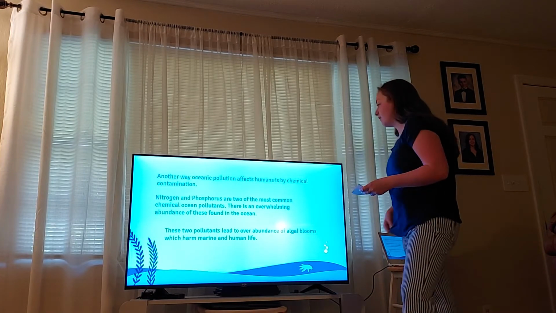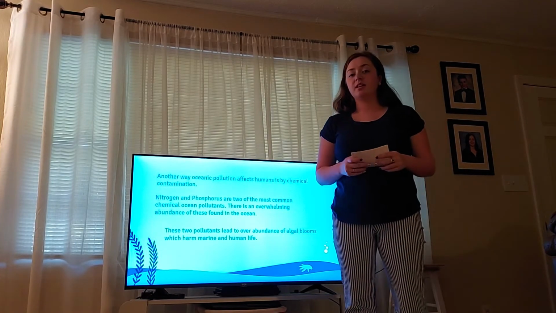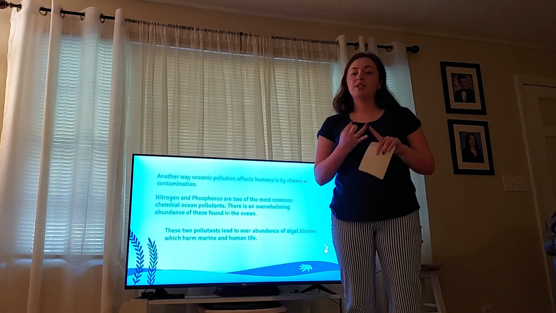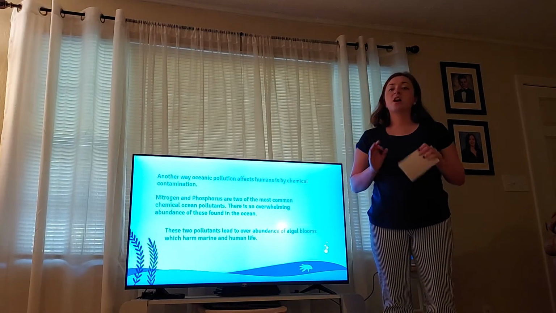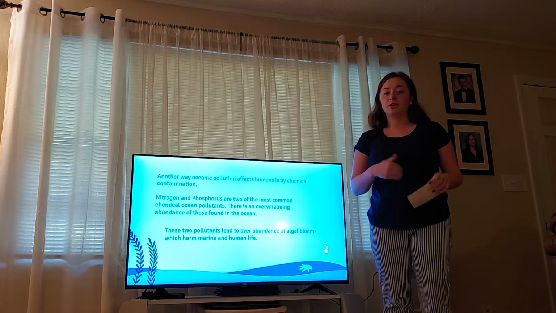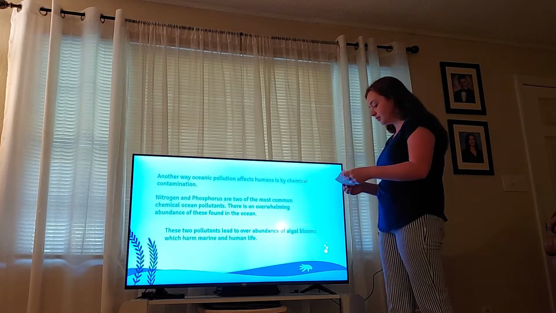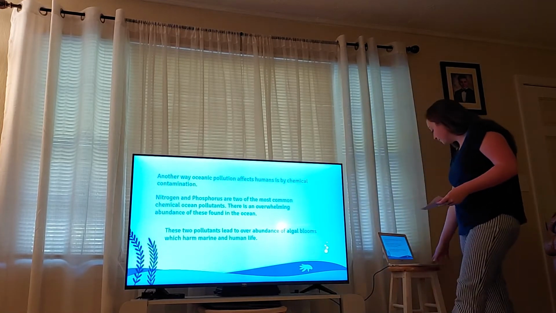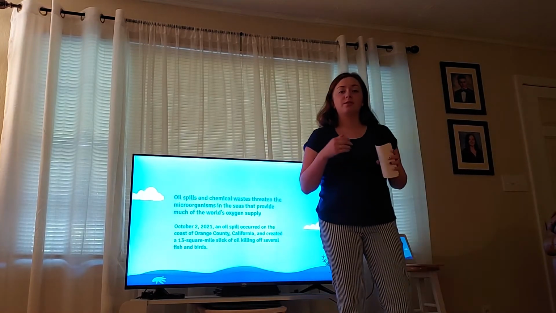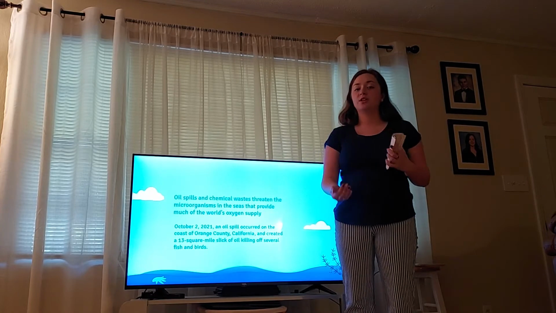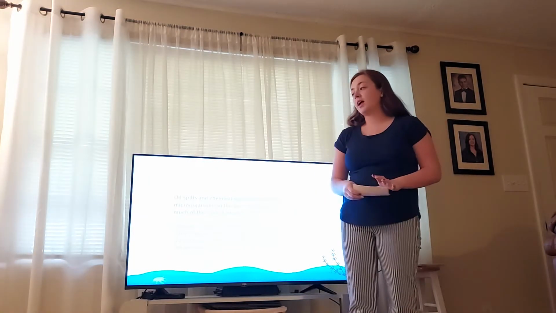Another way in which humans are affected is through chemical contamination. There's an overabundance of nitrogen and phosphorus in our oceans. These two chemicals create toxic algal blooms which harm marine life and humans. And lastly, oil spills threaten the microorganisms within the ocean, which harm humans and marine life.